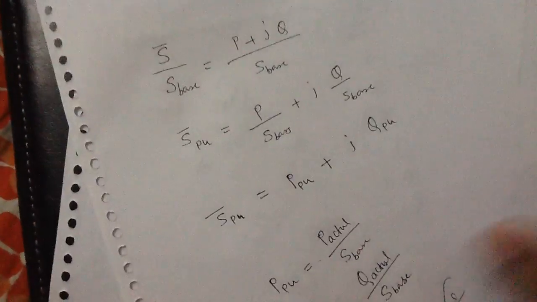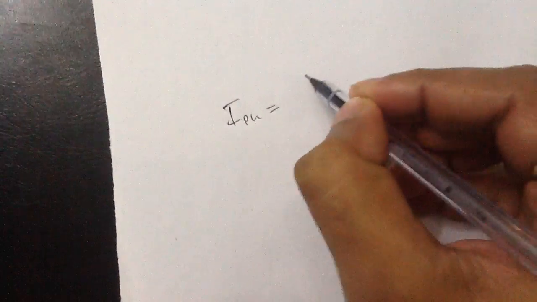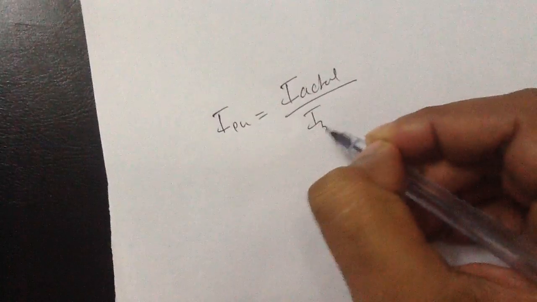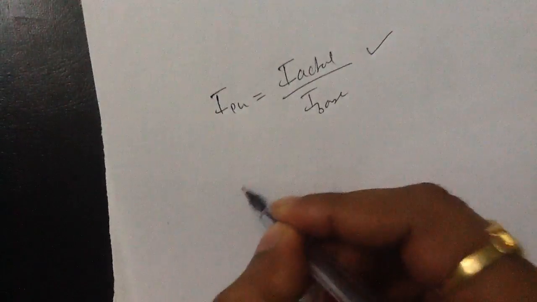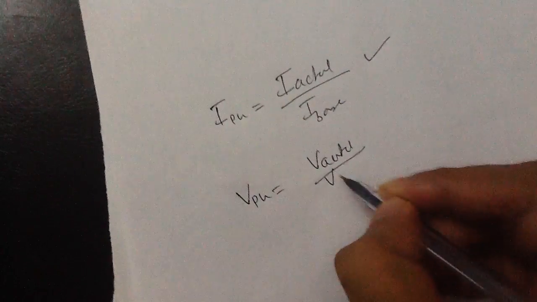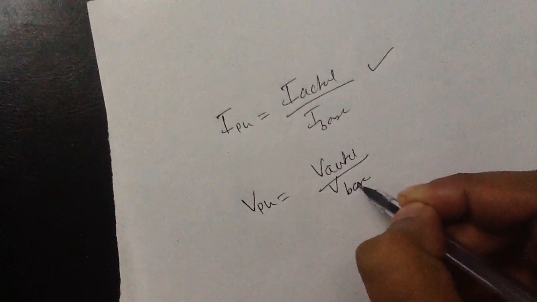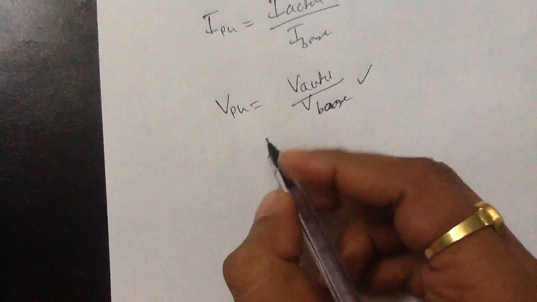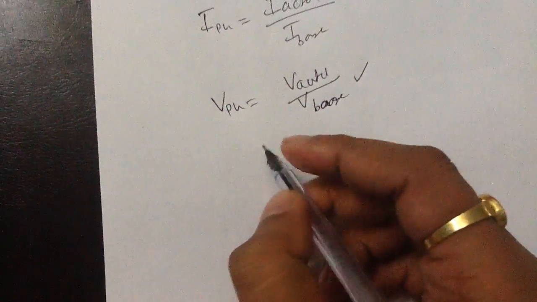And if you are writing I per unit equals I actual divided by I base, it is correct. If you are writing V per unit equals V actual divided by V base, it is correct.